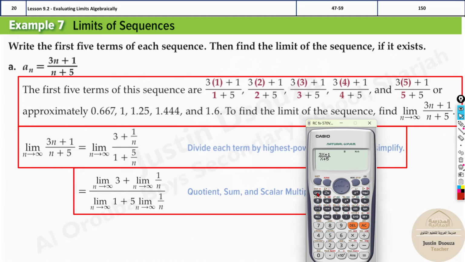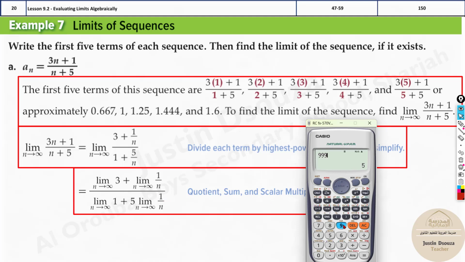Now what we do is calculate it. This CALC symbol is there, right? Press calculate, and enter the value you want to calculate at. If you want to find these terms, you just put 1. It is 2/3 or 0.667. Now calculate it at 2 and you get 1. That is the term. Calculate it at, say, 5. You should get 1.6. So now I will calculate it for infinity.